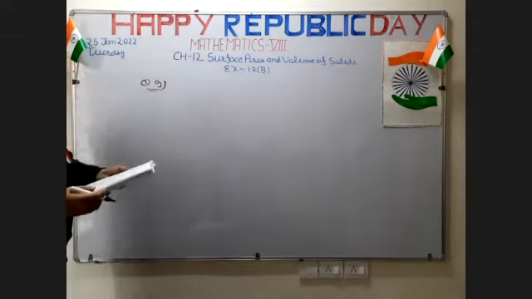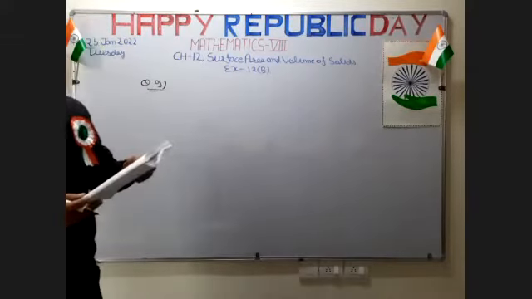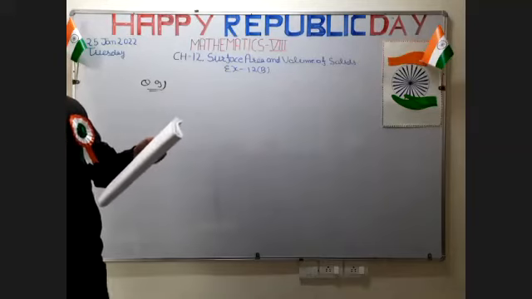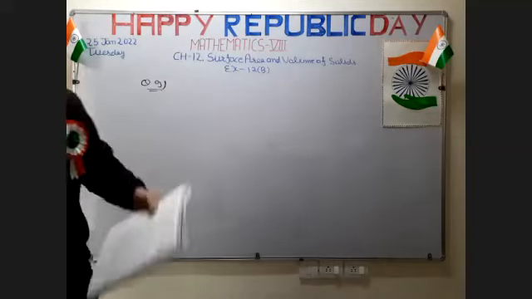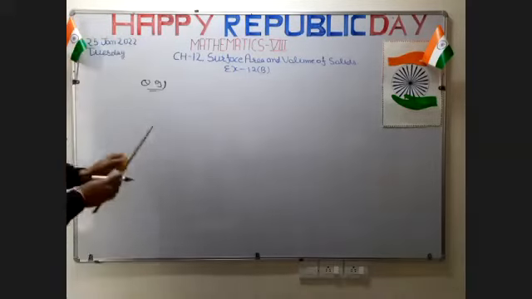Now check question number 9, beta. Find the capacity in liters. So in this question, we want to find the capacity in liters. What is given? A cylindrical tank is given. So make one cylinder first.